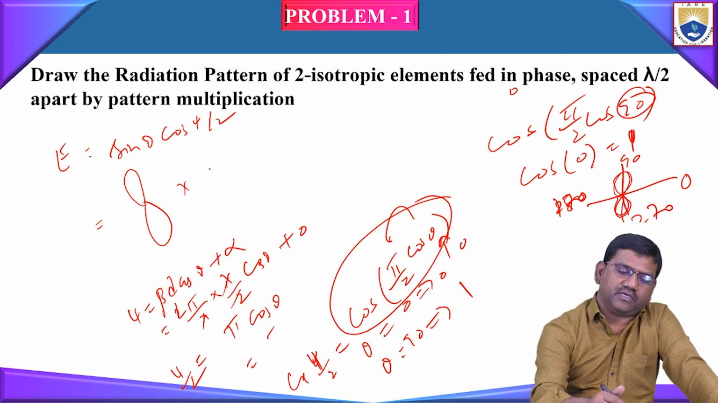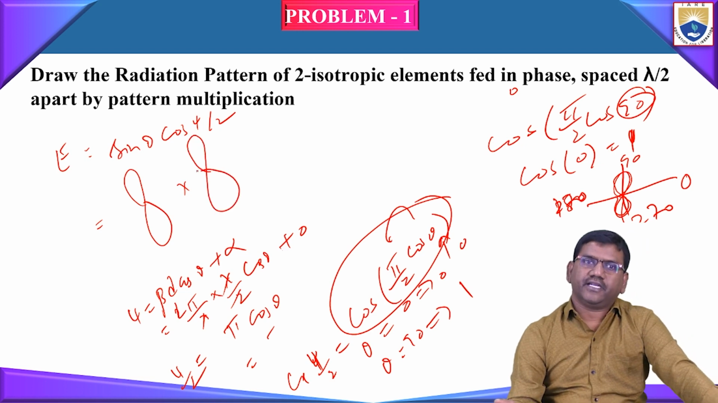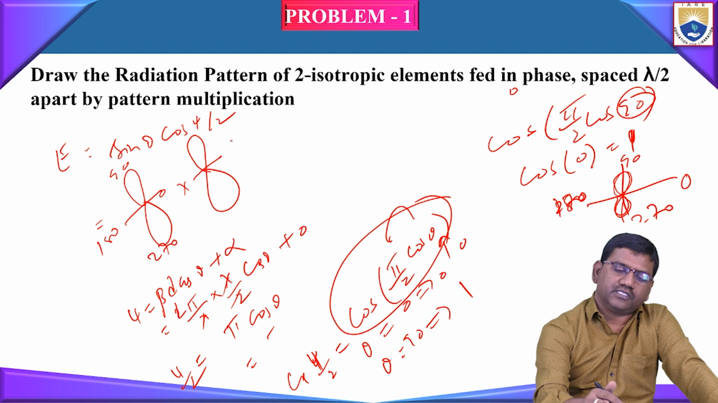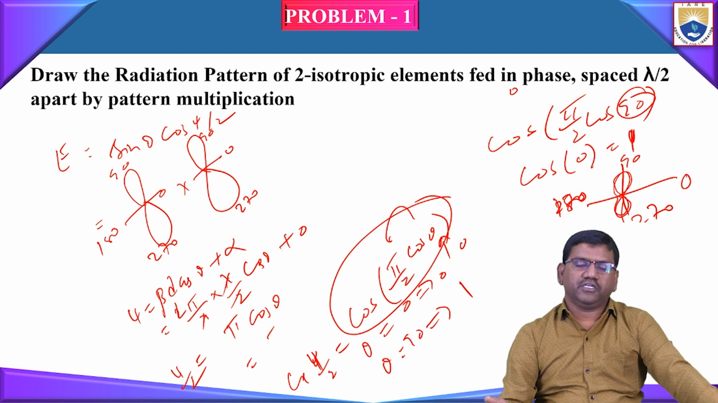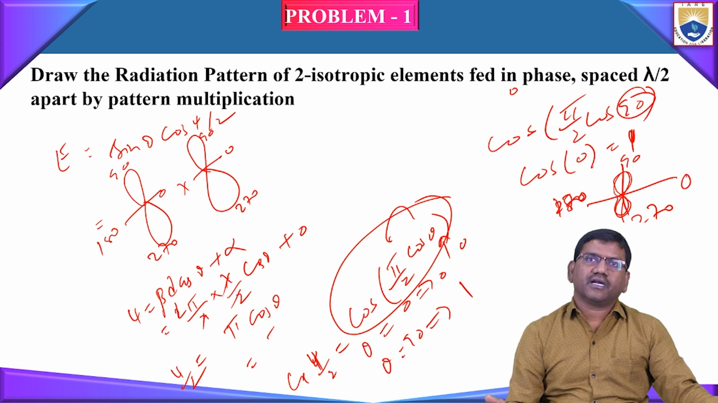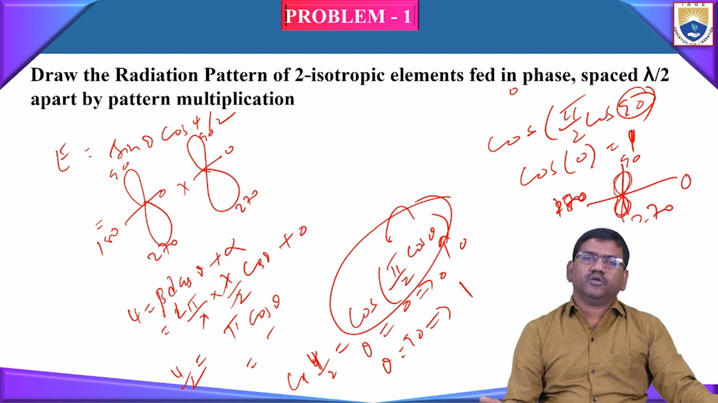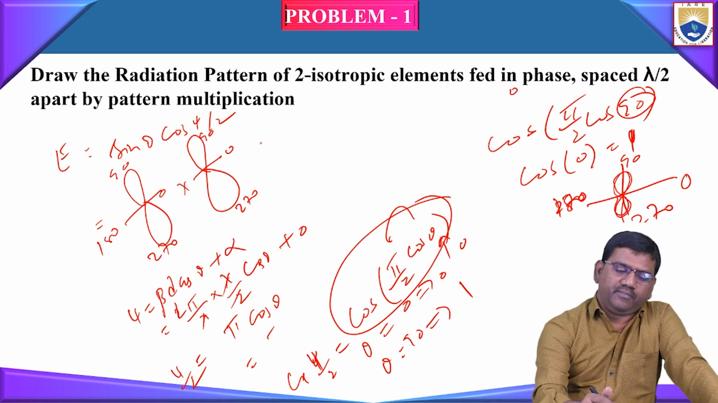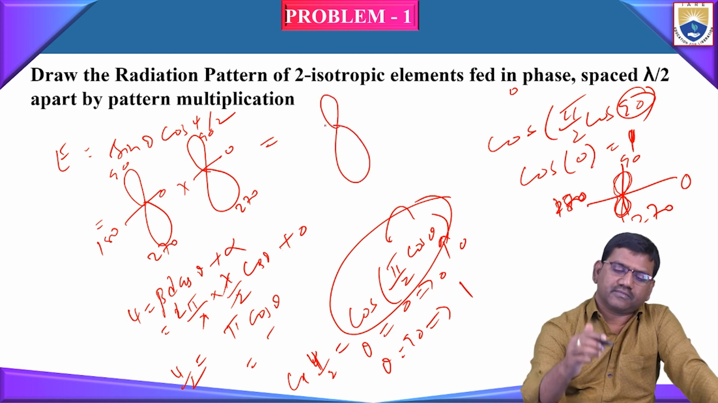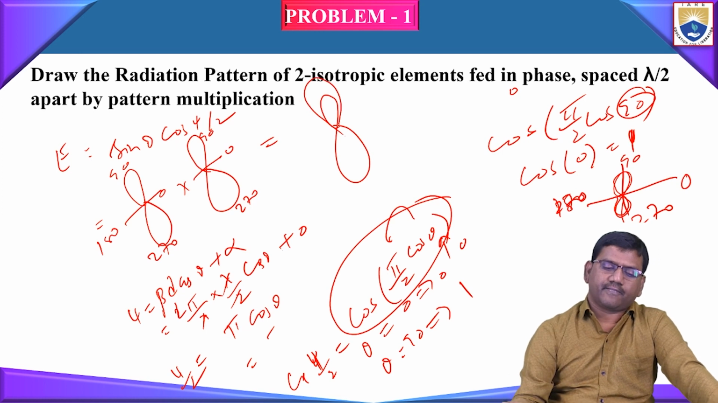Hence, for cos psi by 2 also, we are getting the same radiation pattern. That is, this is 0, this is 90, this is 180, and this is 270. Similarly for this also, 0, 90, 270. So here, we are going to multiply the sin theta with cos psi by 2. That sin theta is nothing but the individual element, cos psi by 2 is nothing but the group pattern of the two elements. So if we multiply these two, maxima into maxima, we will get maxima square. That means that these two will be overlapping like this. So the radiation pattern will be like this.